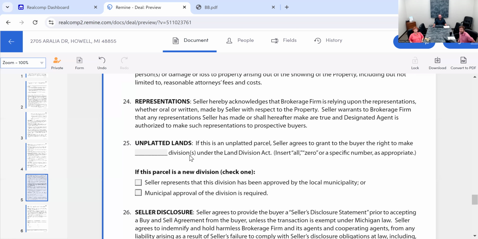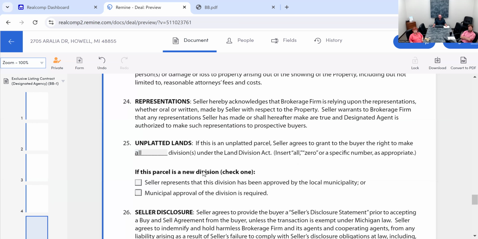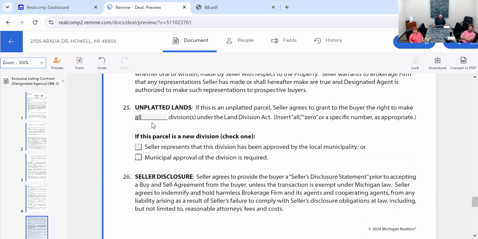Unplatted lands. Seller agrees to grant the buyer a right to make X divisions. All should be what you put in there. I've never understood why anything other than all. Why would the seller want to limit it, unless the seller really cares about what happens to those 40 acres in the future, and only wants to sell it to somebody who cannot split it, so they're giving them 0 divisions.